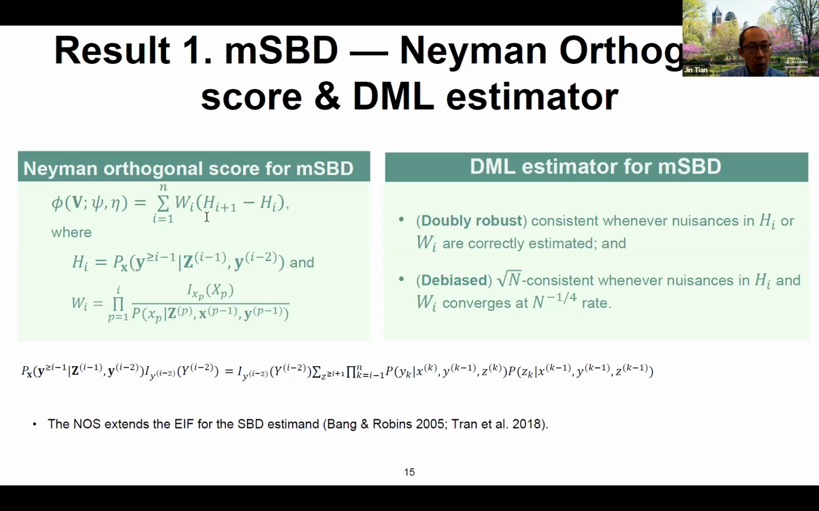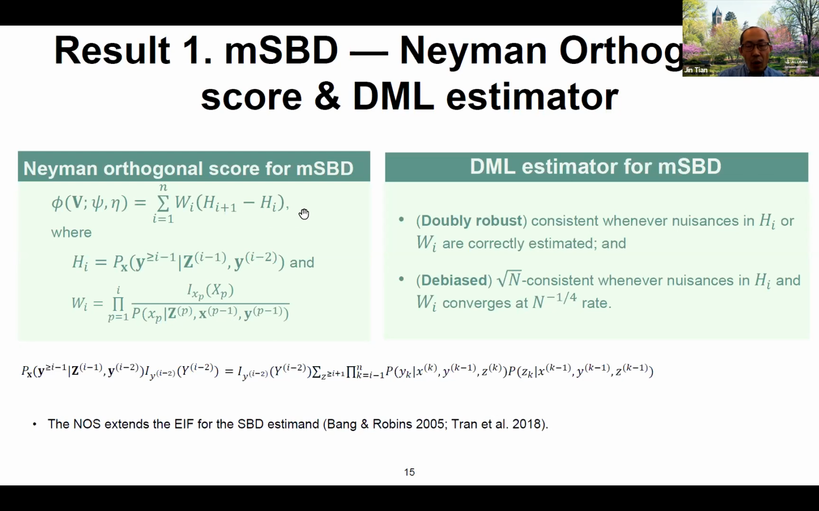So we have derived a Neyman orthogonal score for this MSBD adjustment estimate, and the expression is given here. It basically consists of two groups of functions. The H's are expressed by this expression, and more details are here. The nuisances are the probability of Y given the previous ones, and the probability of Z given the previous ones. And the nuisances for W are the probability of X given the previous variables.